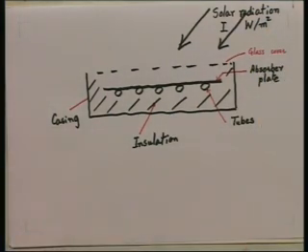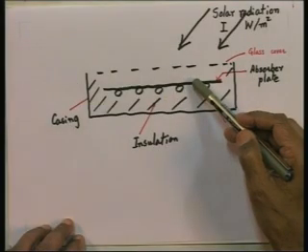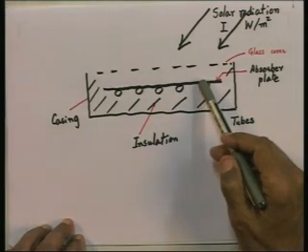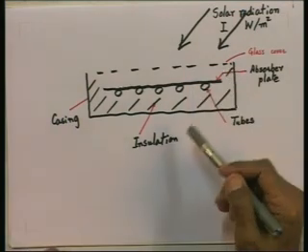Typically, solar radiation is short wavelength radiation ranging from about 0.3 to 1 micron. Now, this radiation falls on the glass cover, and most of it will be transmitted through the glass cover and then hit the absorber plate. At the absorber plate, which usually has a black coating on it, most of this radiation will be absorbed as heat and will heat up the absorber plate.